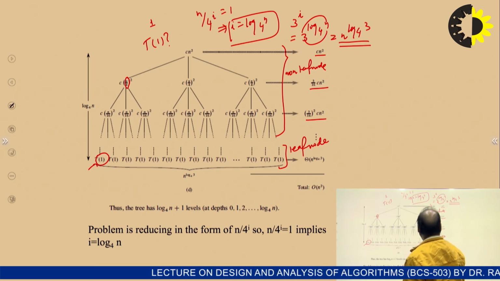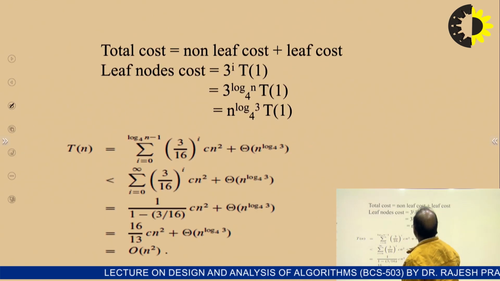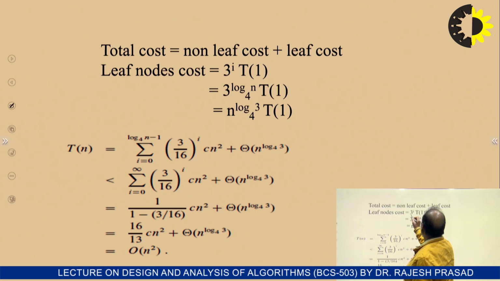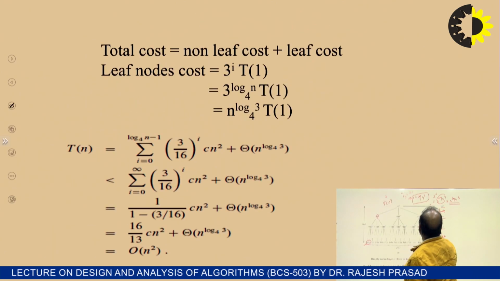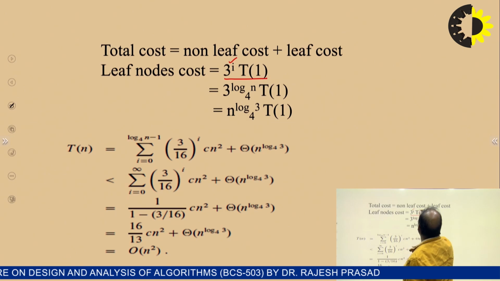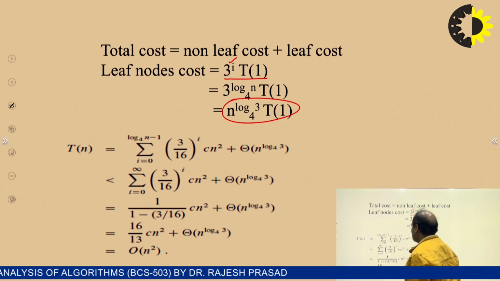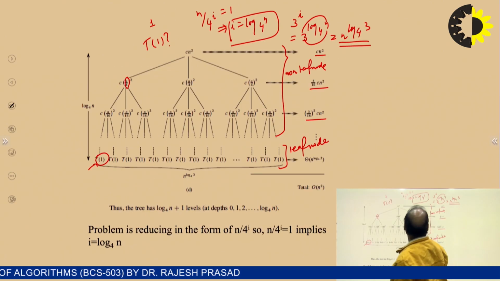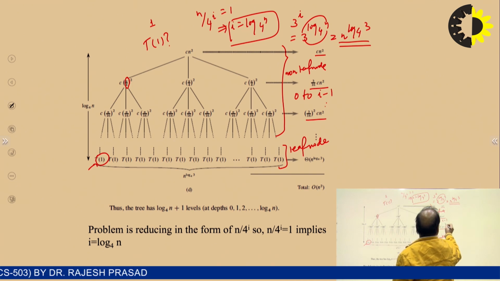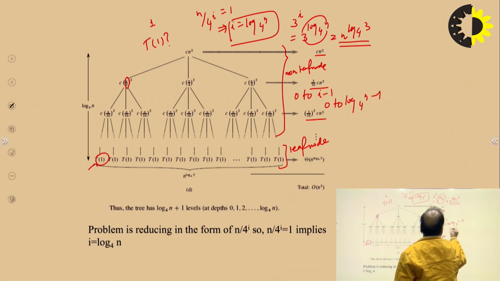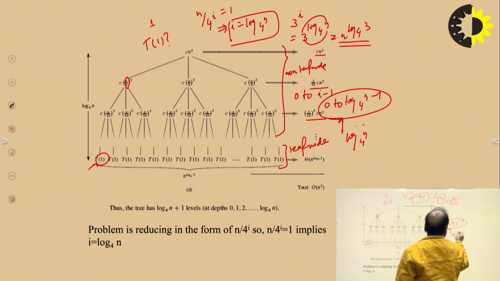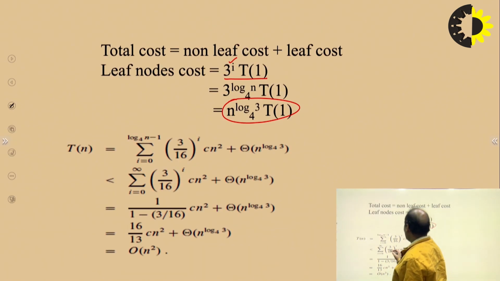So if you start adding the non-leaf nodes and the leaf nodes, this is the solution of the leaf nodes. They are T(1), and 3^i is the count. So this is the solution of the leaf nodes. And you know how many there are? They are 0 to i minus 1, so 0 to log n base 4 minus 1. So the number of non-leaf levels is log n base 4. That is how it is added.